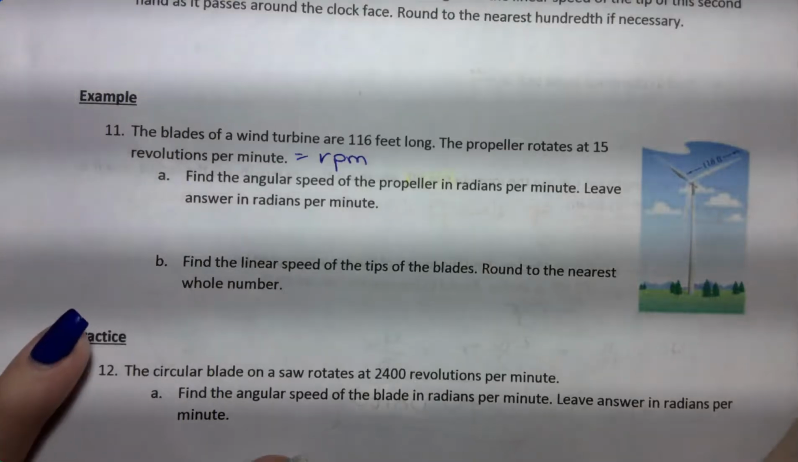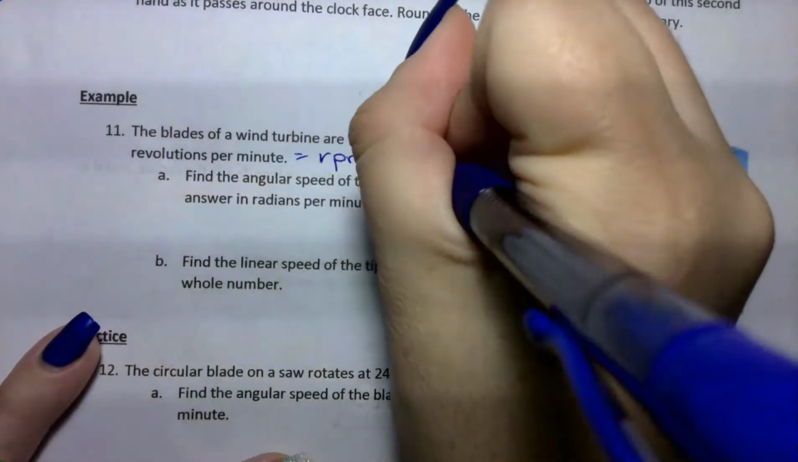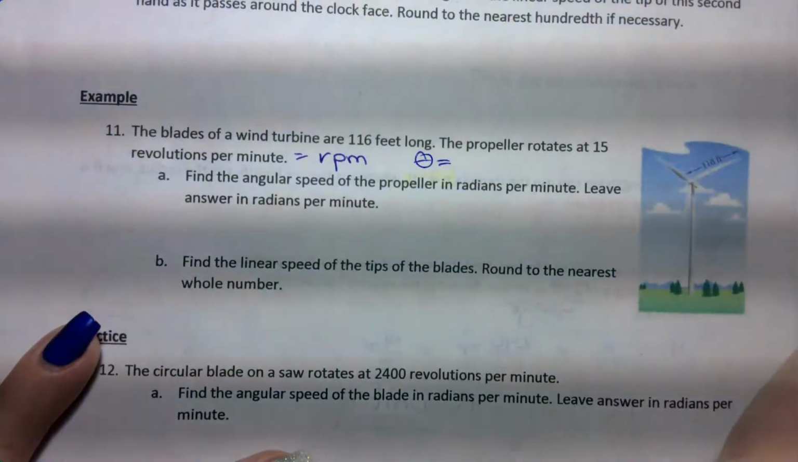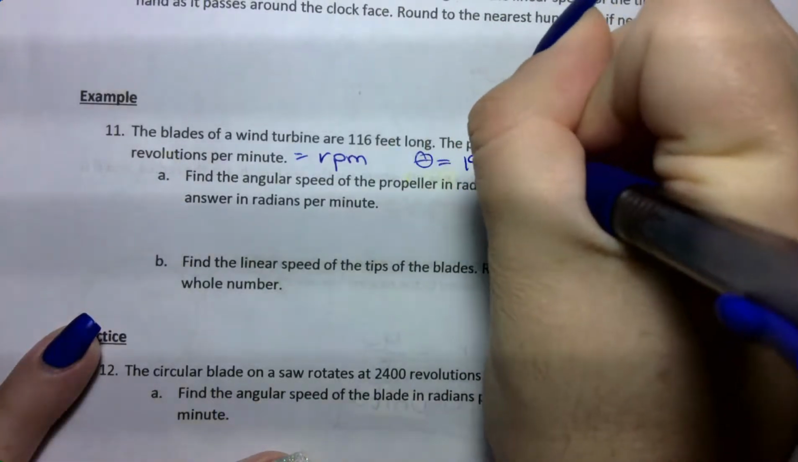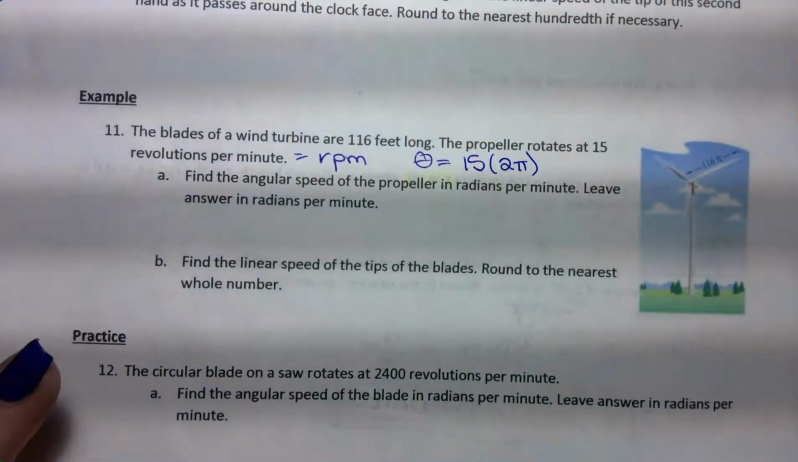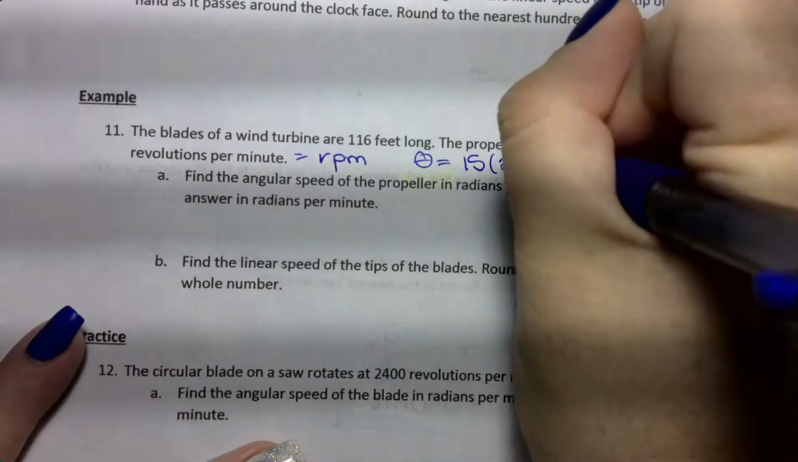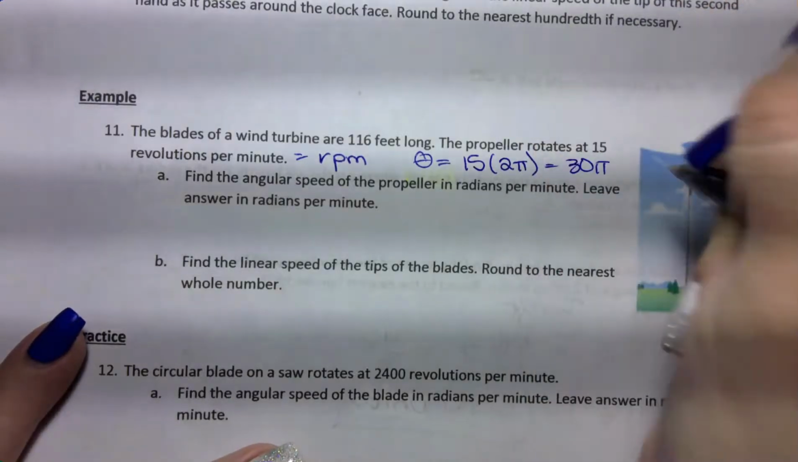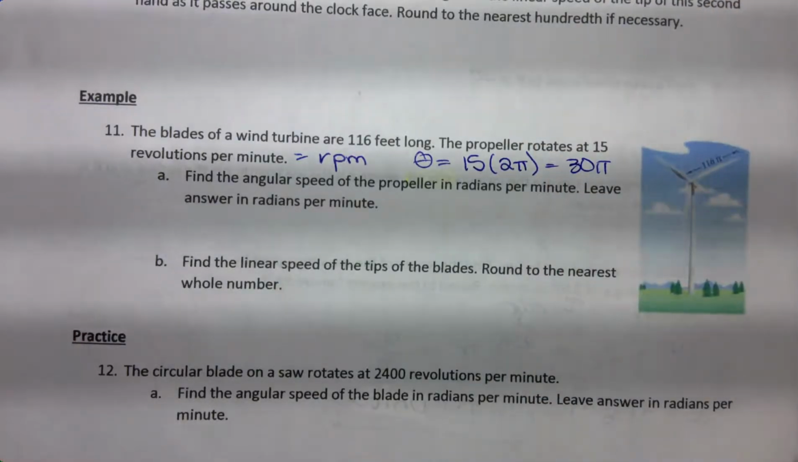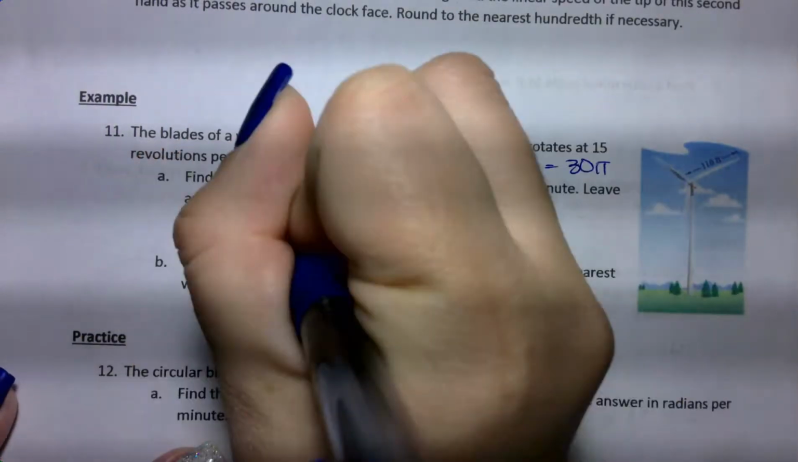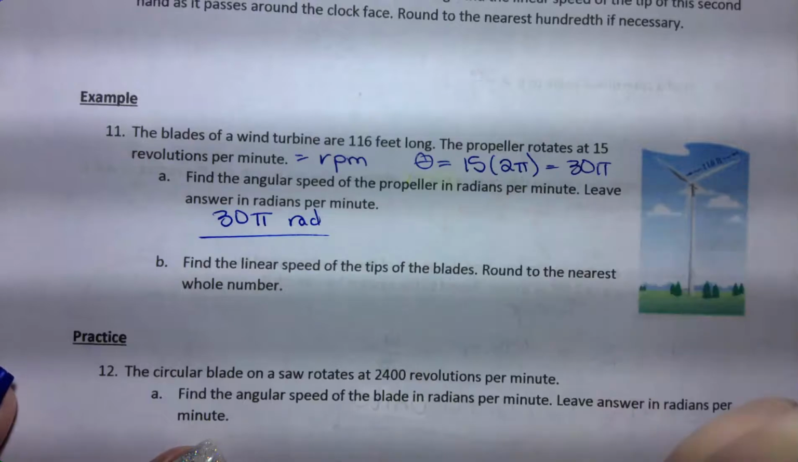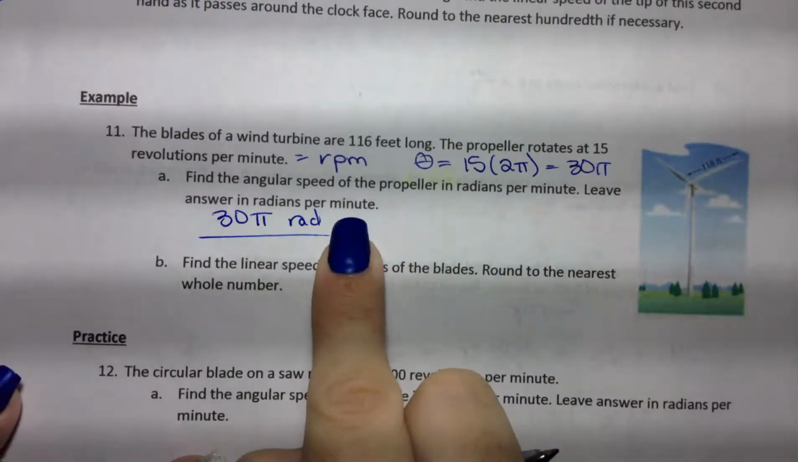So for this, I want to first find my angle that I care about. I know that there are 15 revolutions, and each revolution is a complete circle, so 2 pi. That will make my angle 30 pi. So then for angular speed, I will plug into my formula. This is my central angle. So I'm going to have 30 pi radians. And this one just wants my answer in radians per minute.